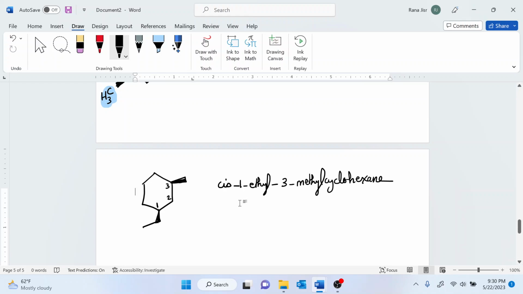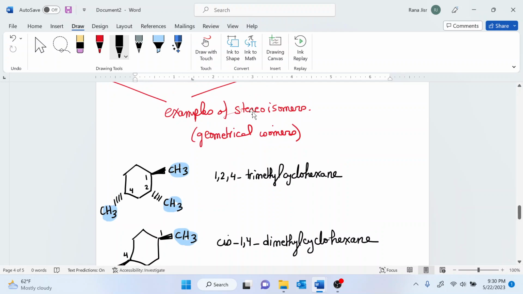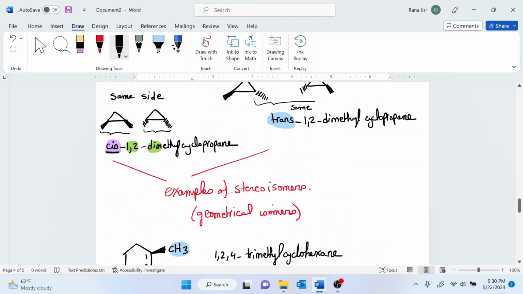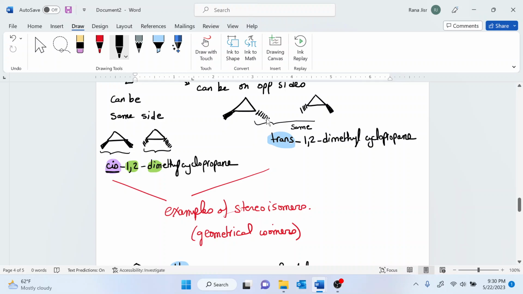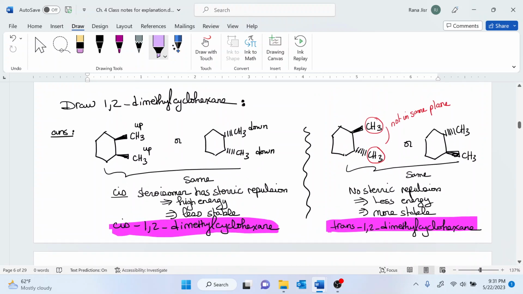Cis and trans are examples of geometrical isomers, a type of stereoisomer where you have different orientation of the groups in space. So let's say, for example, if I ask you to draw 1,2-dimethylcyclohexane, if I didn't specify, then you have to draw the cis and you have to draw the trans isomer.